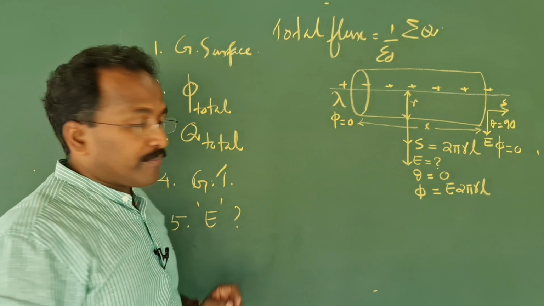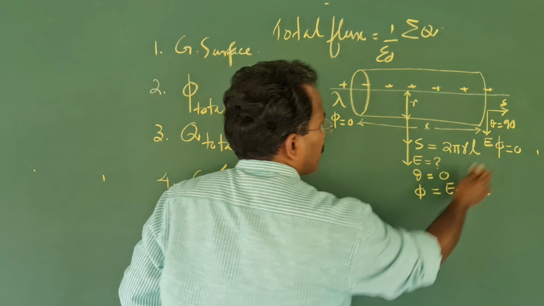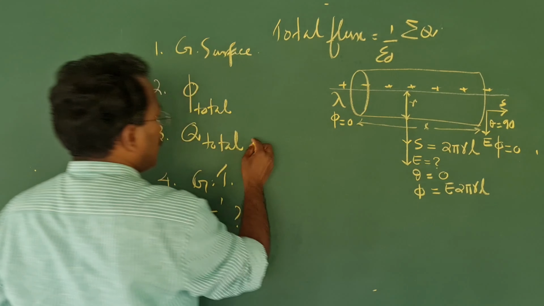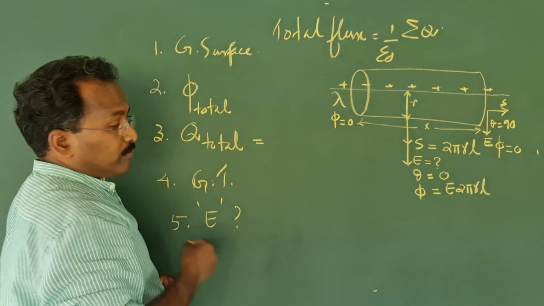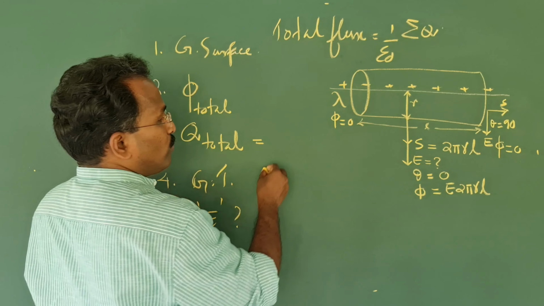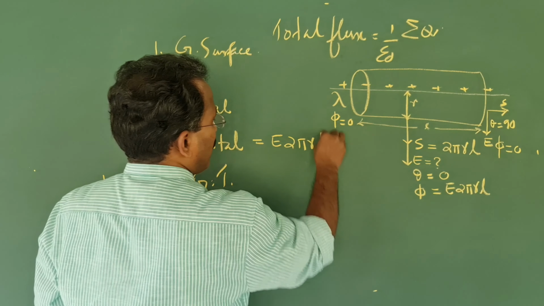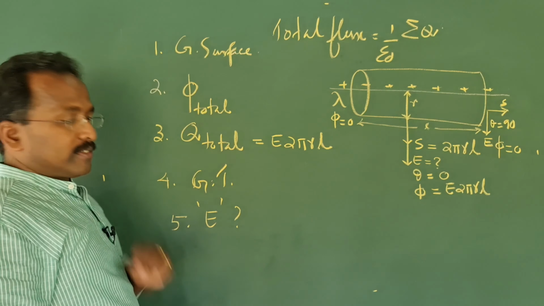Carefully study that. And you need the total flux. Total flux is this plus this plus this. So that will be equal to, you have to write it as a next step, E into 2 pi RL. That is the total flux.